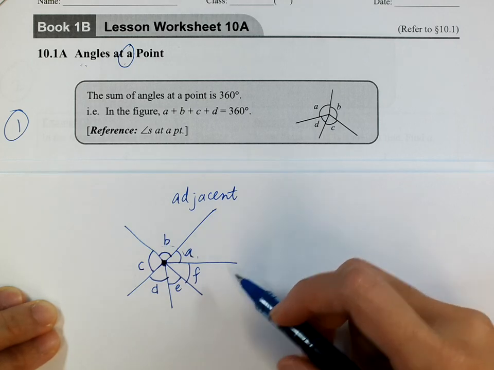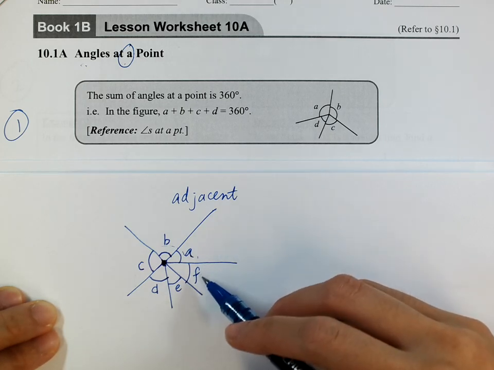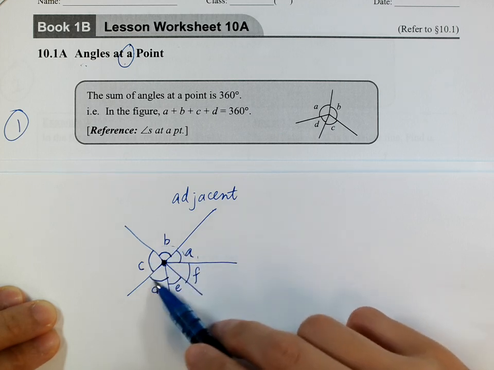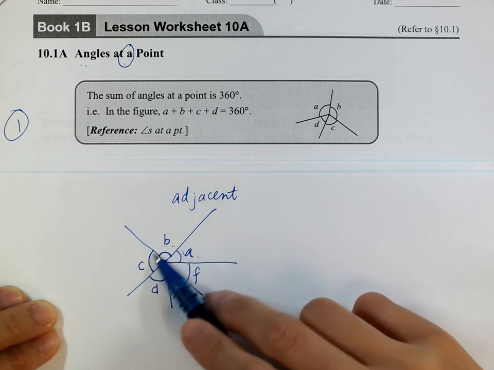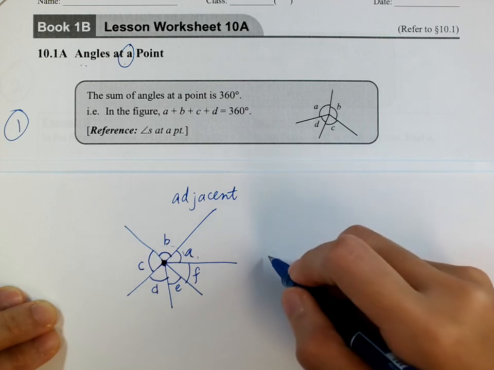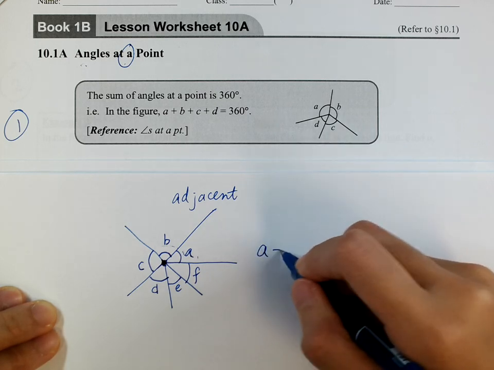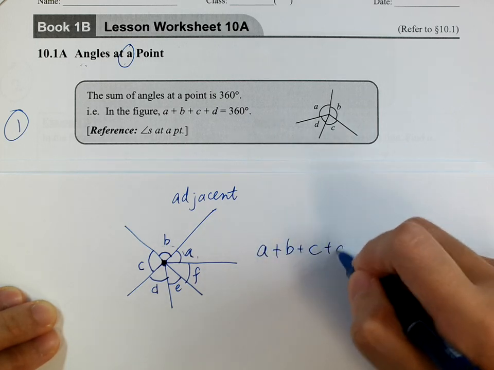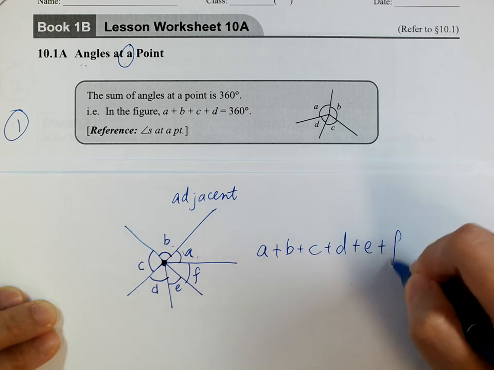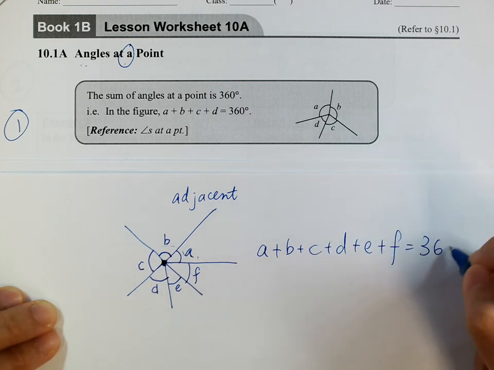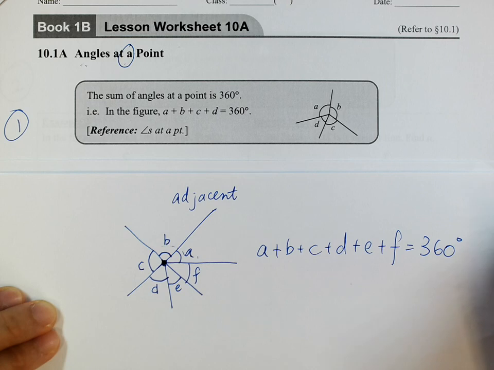So what's the relationship between all these angles A, B, C, D, E, F? Obviously they form one round angle. Therefore we have the theorem: A plus B plus C plus D plus E plus F, sum them all up, equals 360.